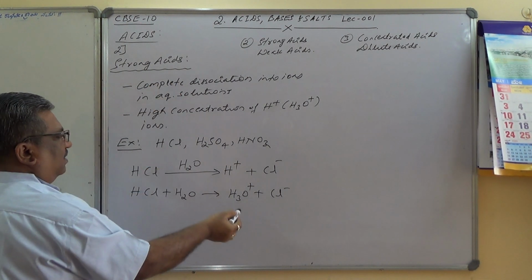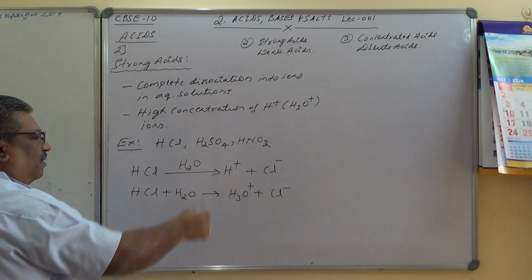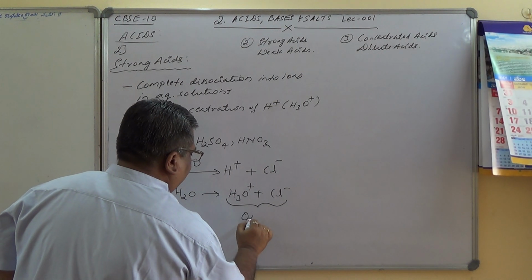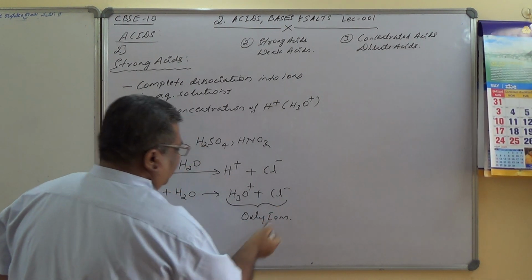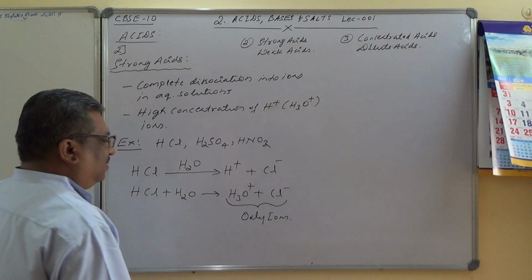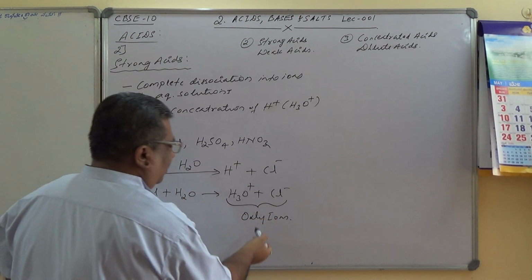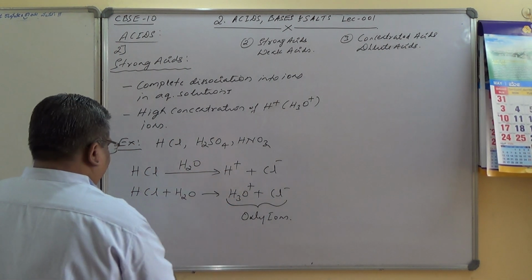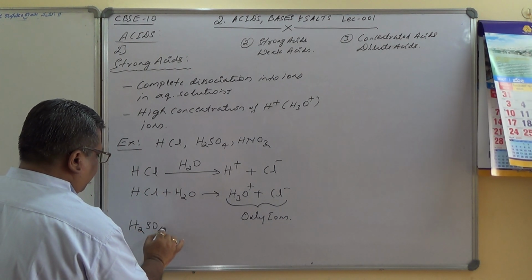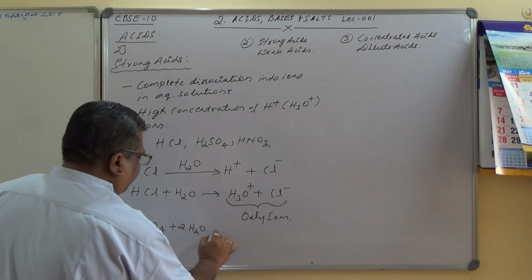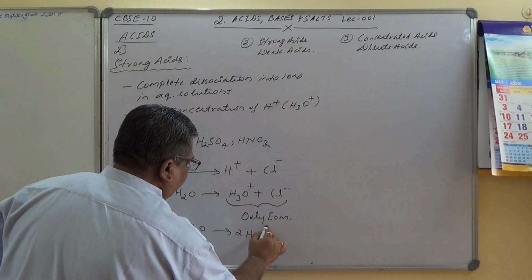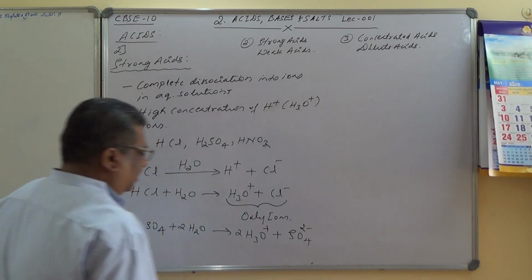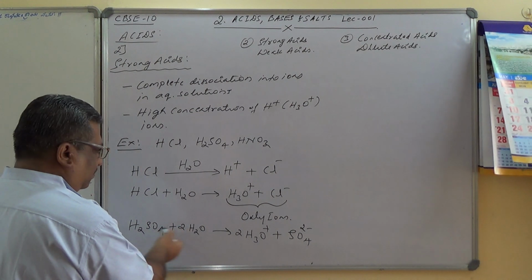So if you look at this solution, the solution contains only ions. Remember this, because in weak acids it is not the case. Here the solution contains only ions. Which ions? Hydronium ions and chloride ions, because it has undergone complete dissociation. Similarly, sulfuric acid H2SO4 plus 2H2O will give you 2H3O plus ions plus sulfate ions. Sulfate ion is SO4 2 minus, isn't it?